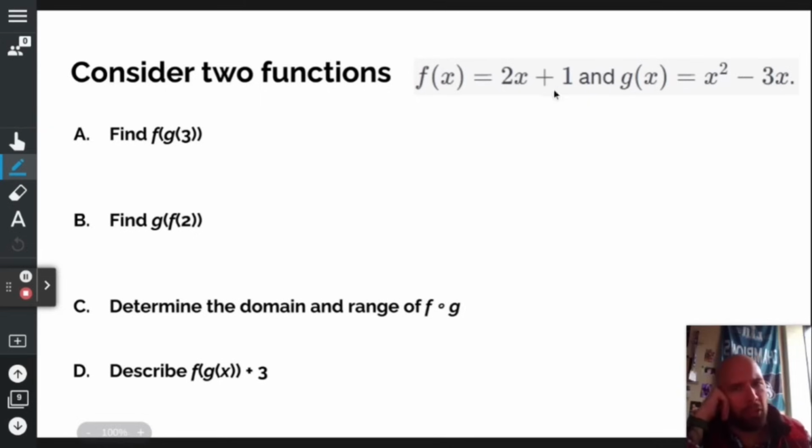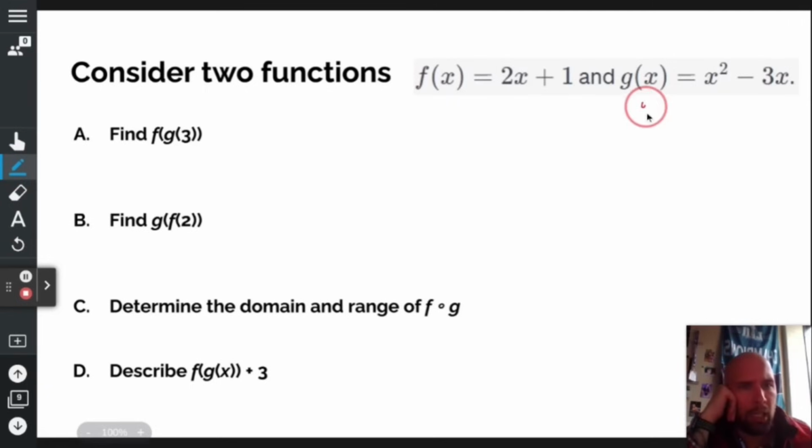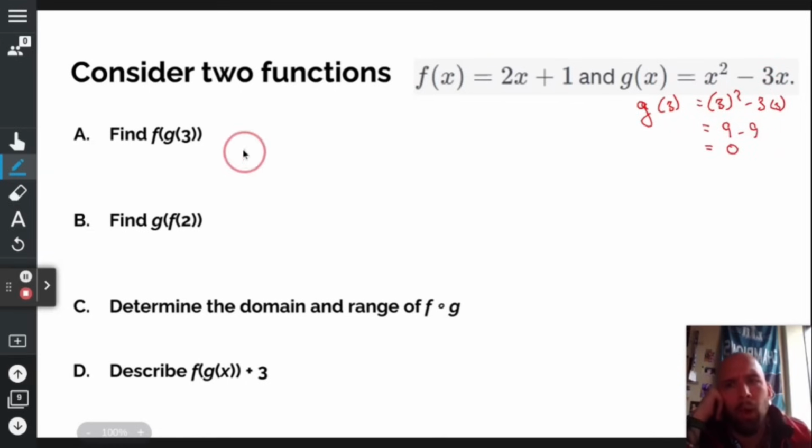Consider the two functions f of x and g of x. Find f of g of 3. All right. So g of 3 is going to be 3 squared minus 3 times 3, which is 9 minus 9, which is 0. So f of g of 3 is f of 0. F of 0 is going to be 2 times 0 plus 1, which is 0 plus 1, which is 1.